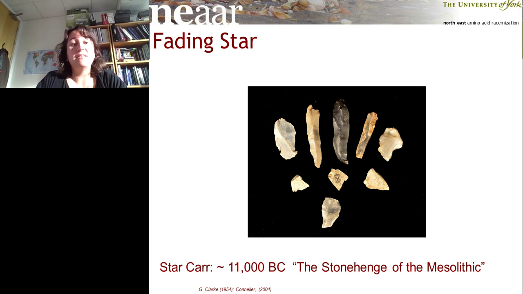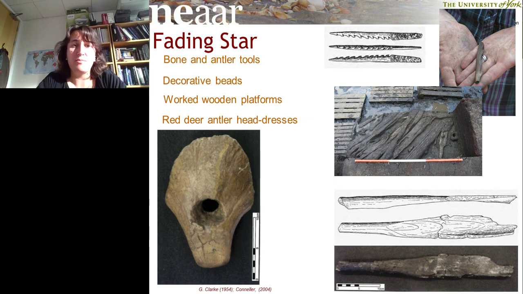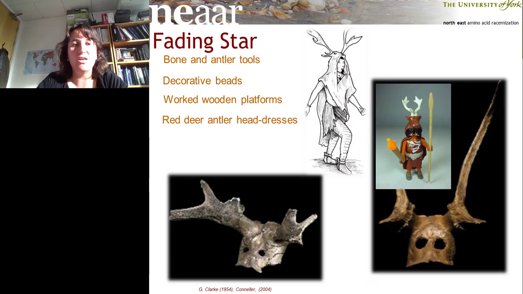It's from around 11,000 years BC, and it's been called the Stonehenge of the Mesolithic. It's a world famous site because the preservation at the site was phenomenal, particularly of the organics. So you get these amazing harpoon points, decorative beads, you get some of the earliest evidence of carpentry in Europe, these worked wooden platforms. And what's really striking about this site is the huge number of red deer antler headdresses that appear at this site.